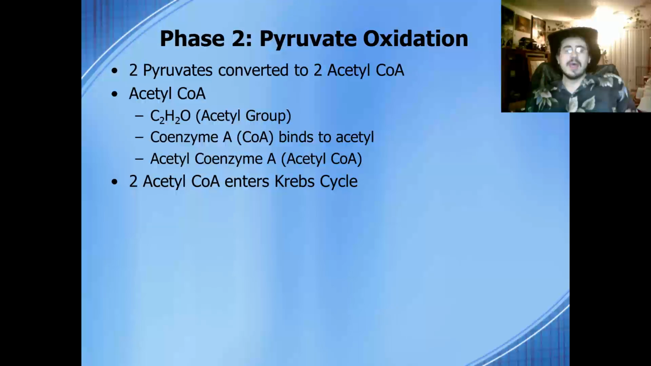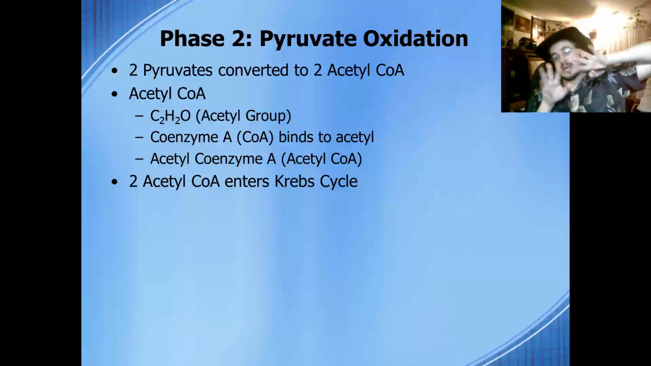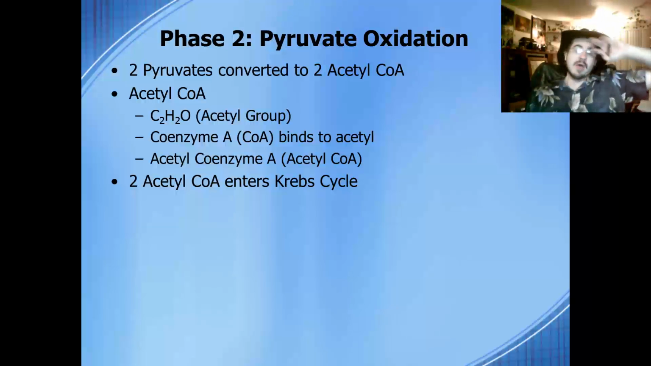So, the 2 acetyl CoA then enter the Krebs cycle. And the Krebs cycle is taking place in the mitochondria. The Krebs cycle requires mitochondria. Well, unless you're a prokaryote and you don't have mitochondria, in which case all this stuff is sort of occurring at the membrane. Anyway, we're sort of going all willy-nilly and ignoring prokaryotes, though.